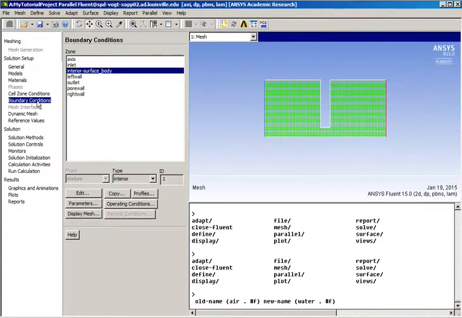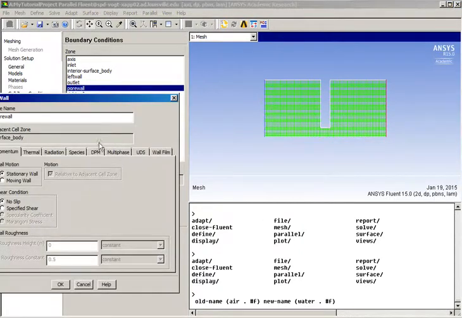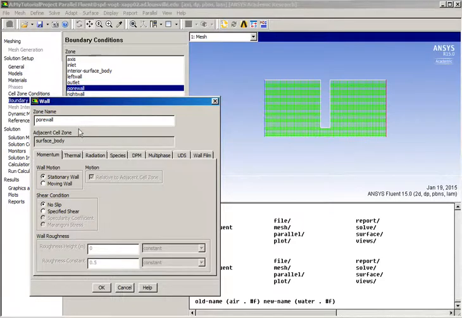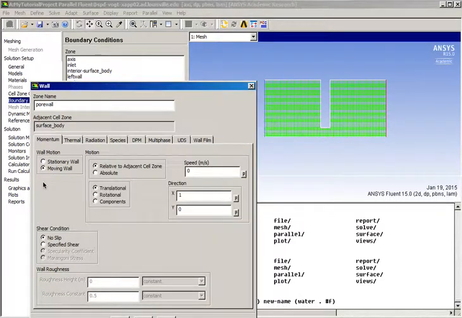What I do have to do is boundary conditions. And the one that I have to edit is the pour wall. I need to go in here. Oh, everything's shifting a little out of sight, moving wall.